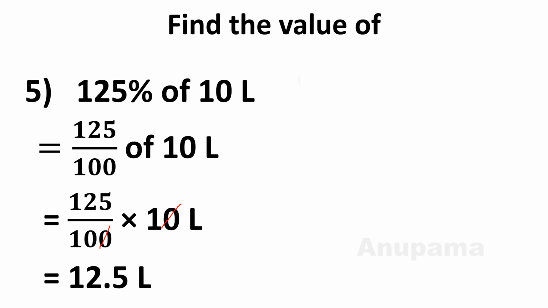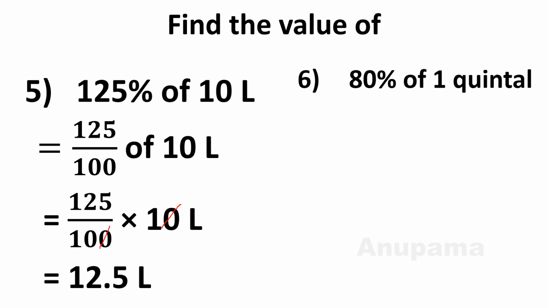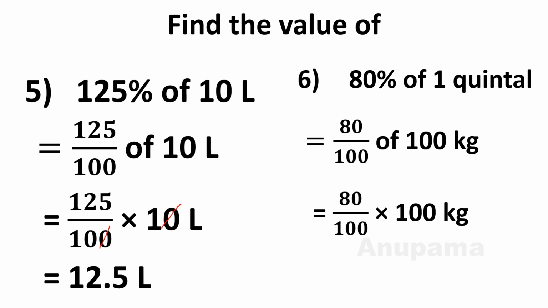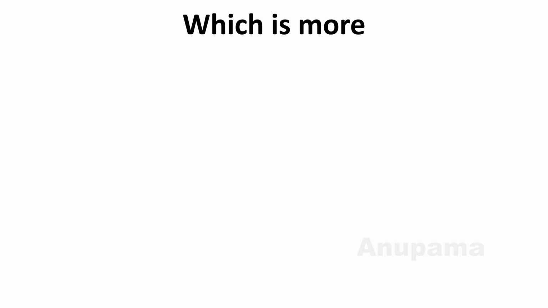So easy. Next is 80% of 1 quintal. So you know 1 quintal means it is 100 kilogram. So it will be 80 by 100 of 100 kilogram. Now instead of "of" we will put the sign of multiply. That is 80 by 100 multiply by 100 kilogram. Now it is again very easy. 0 and this 0, and 0 and this 0 will be cancelled. So what will it be? 80 kilograms.